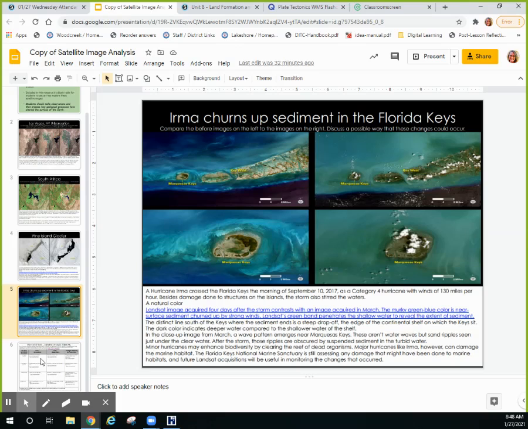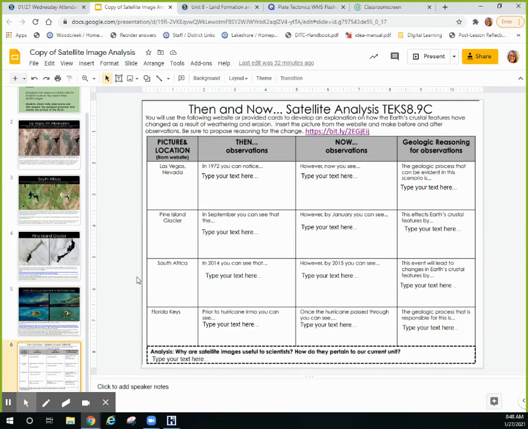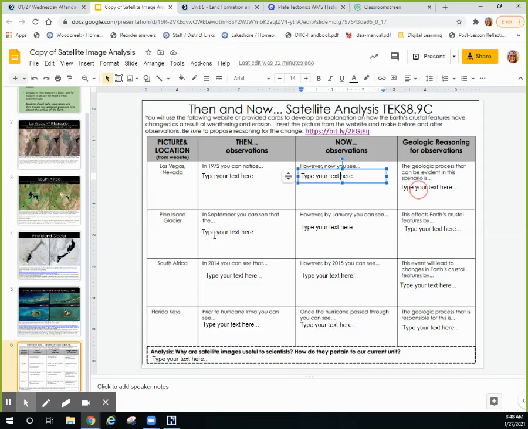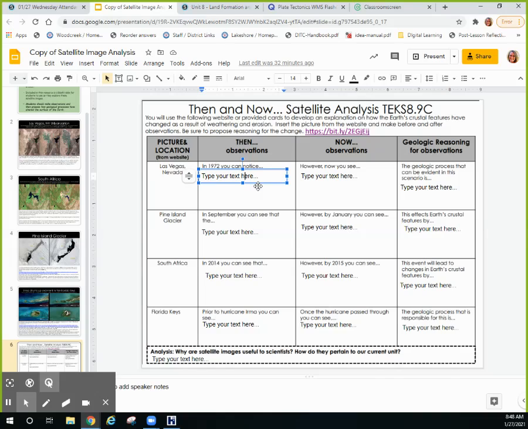You do not need to click any links. You just need to read each of these slides. And this is the graphic organizer. And there's text boxes for you to type the information that you observe, and you want to fill in these boxes. So our first box is going to be Las Vegas, Nevada.